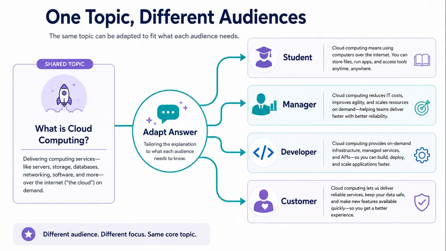Now let's look at user context. User context helps the AI adapt the answer. A student may need a simple explanation. A manager may need a short executive summary. A developer may need technical detail. A customer may need a polite support response. The same topic should be explained differently for different users. User context helps improve relevance. But personal data should be handled carefully.